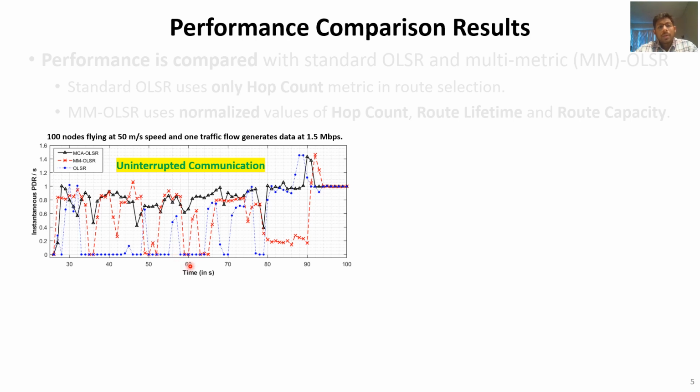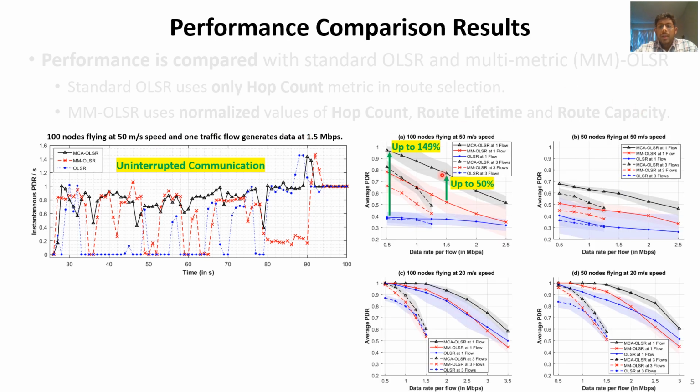We observed similar performance for other node densities, node speeds, numbers of flows, and data rates as well. In this figure, we have shown the performance of average PDR for all three schemes at different node densities, at different node speeds, and at different numbers of flows.